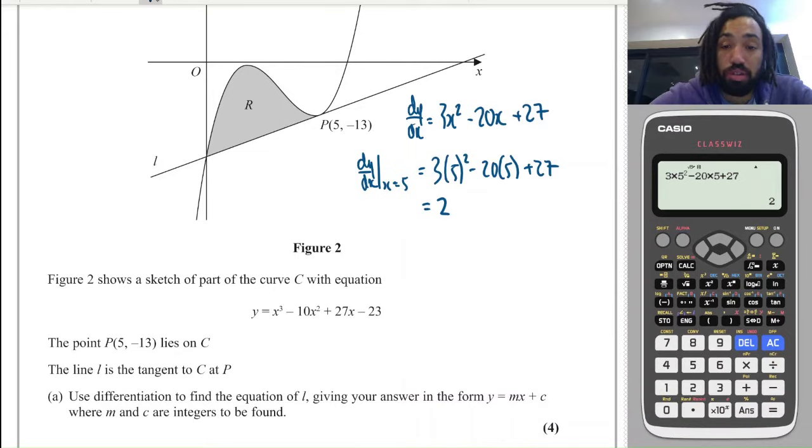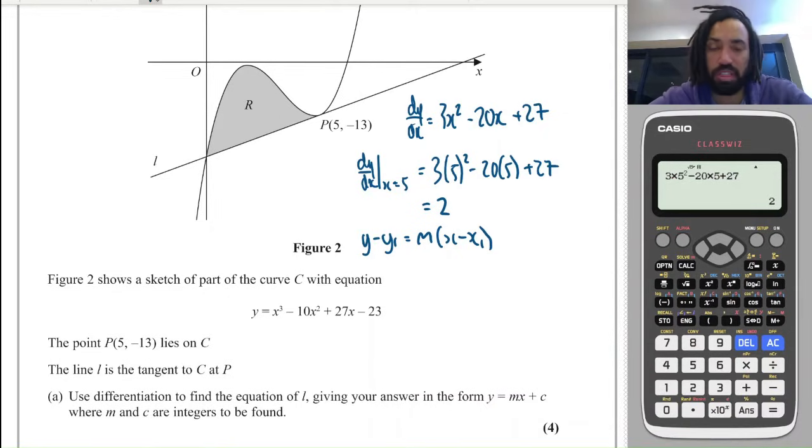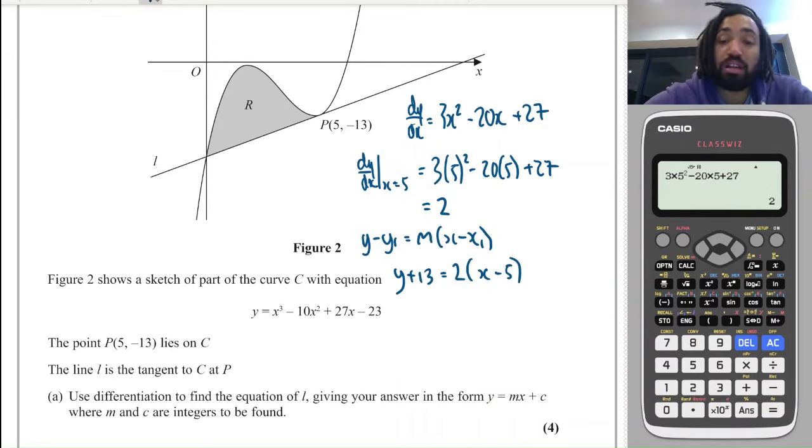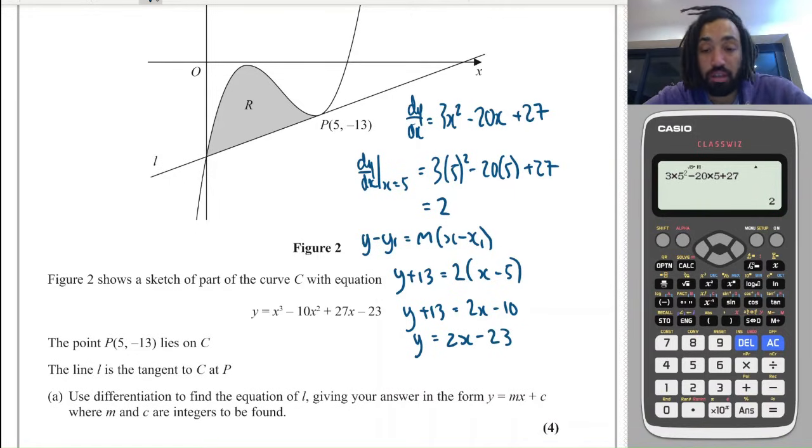And now we can use our formula y minus y1 equals m(x minus x1), which I recommend everyone uses, not y equals mx plus c. Ugh. Let's use this one, much neater and quicker. Y minus minus 13, so y plus 13, is equal to m, the gradient 2, times x minus 5. So expanding that bracket is going to give us 2x minus 10. So therefore y is equal to 2x minus 23. Perfect.